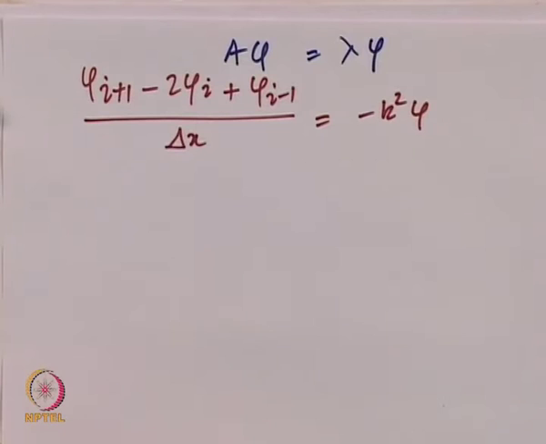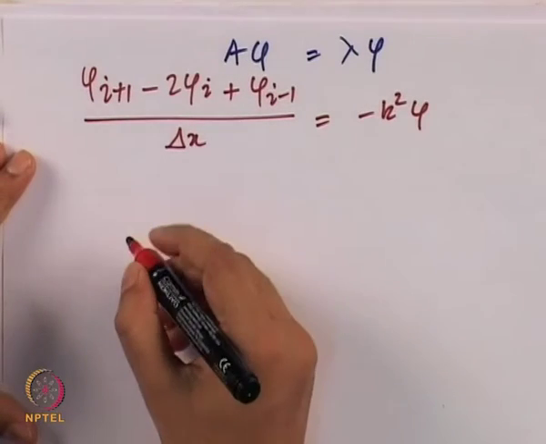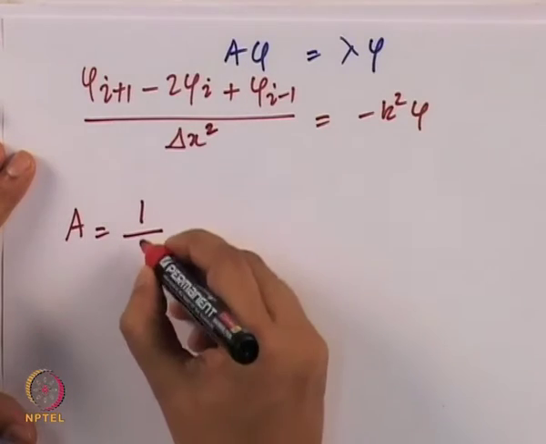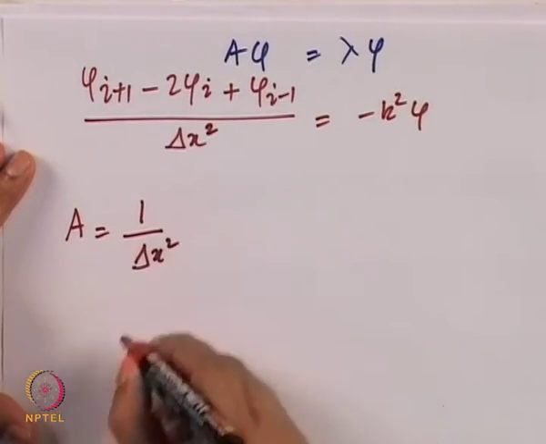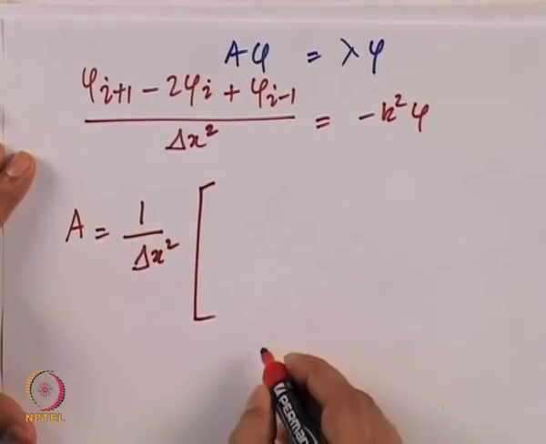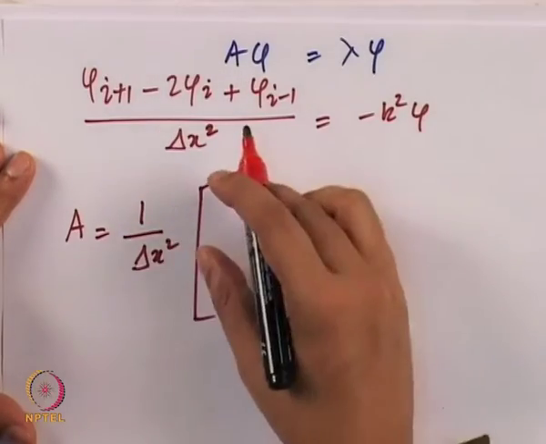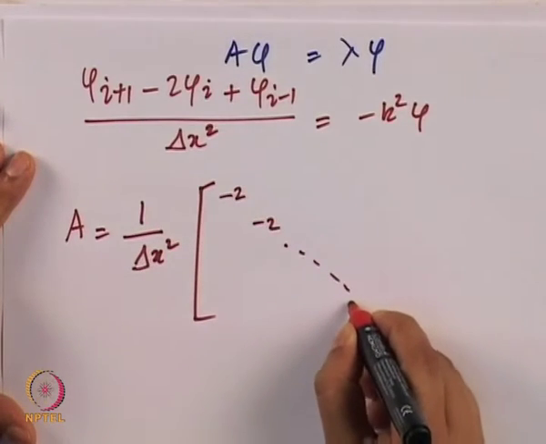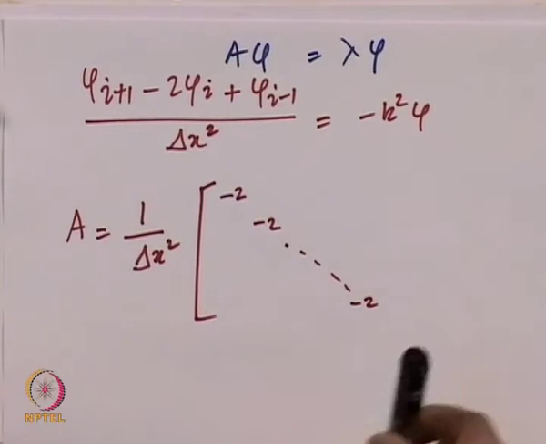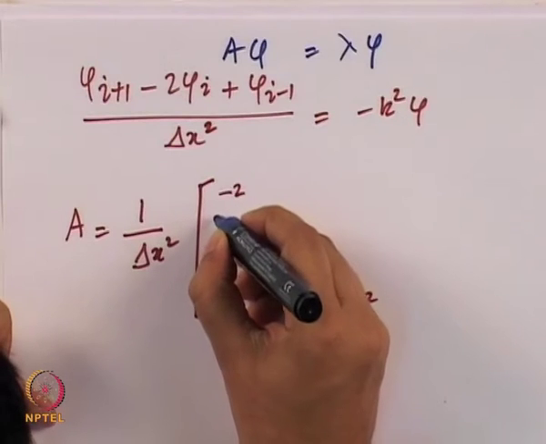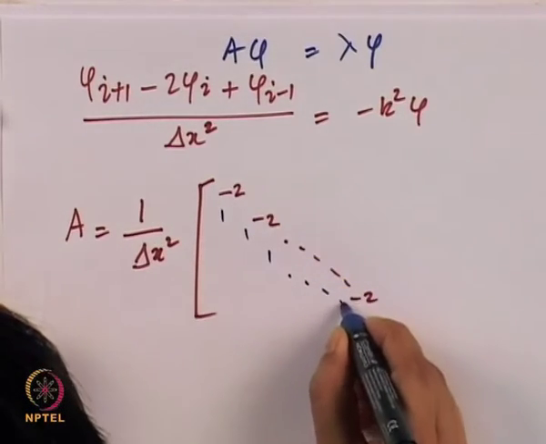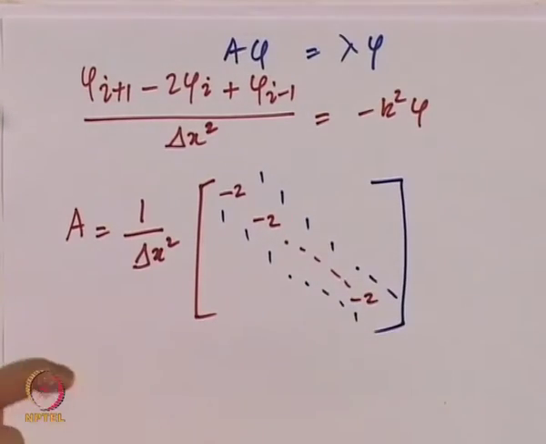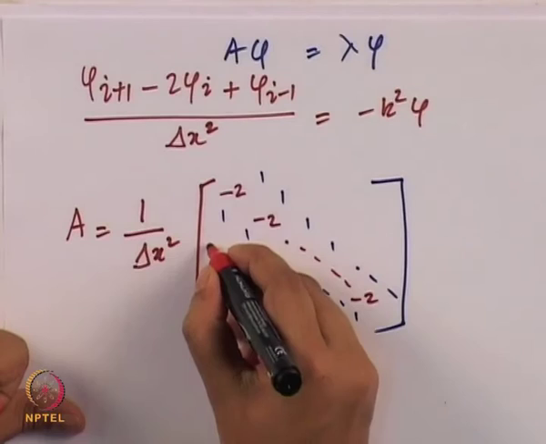So if I expand this for various i's, what I will get is essentially A equal to 1 by, sorry, there should be a square here. So 1 by delta x square, and we will have terms on the center. This will be minus 2, so on and so forth, minus 2, and I will have terms as 1, 1, 1, so on and so forth, 1, and then 1, 1, 1, 1, so on and so forth, 1. So this will be a tri-diagonal matrix where the other terms will be categorically 0.